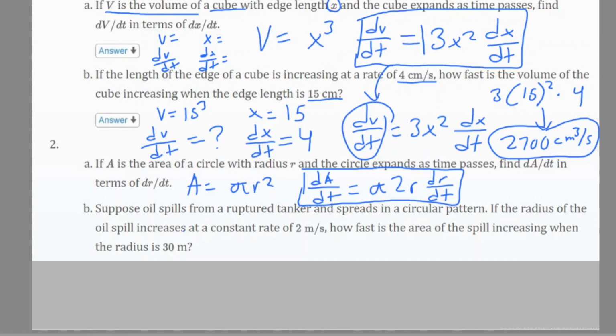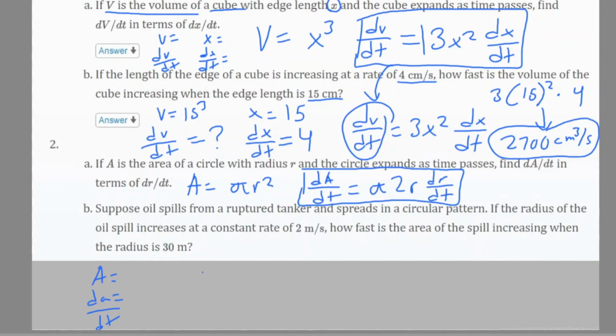Now B is: suppose oil spills from a ruptured tanker and spreads into a circular pattern. If the radius of the oil spill increases at a constant rate of 2 meters per second, how fast is the area of the spill increasing when the radius is 30 meters? So again, let's write out what we know and what we don't know.